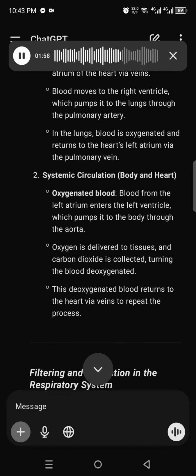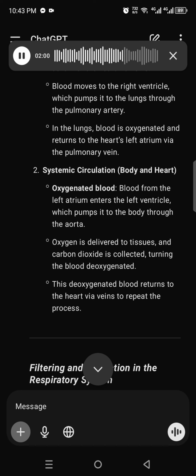2. Systemic circulation, body and heart. Oxygenated blood. Blood from the left atrium enters the left ventricle, which pumps it to the body through the aorta. Oxygen is delivered to tissues, and carbon dioxide is collected, turning the blood deoxygenated. This deoxygenated blood returns to the heart via veins to repeat the process.